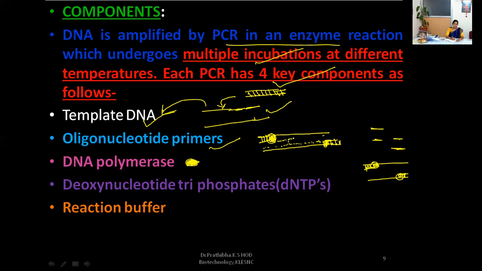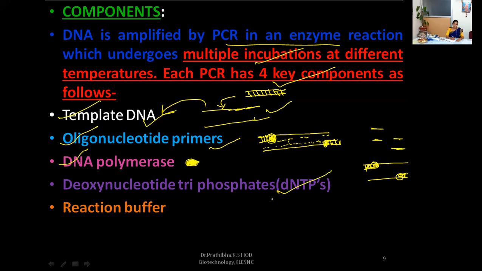Okay, this is the very simple mechanism of PCR. So, what are the major requirements? Template DNA, oligonucleotide primers, then DNA polymerase. So, in the component, what else is required? We need dNTPs. What do you mean by dNTPs?